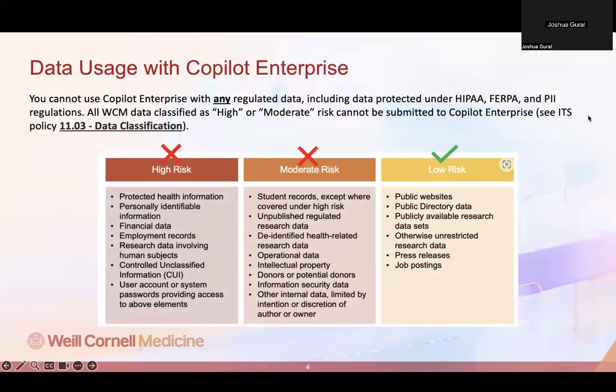Okay, so again, some housekeeping notes, first and foremost, with data usage. Keep in mind, as per our data classification policy, which is linked there once you get access to these slides, you can take a look, but I screenshotted the most important information from our communication as well as from that documentation. We cannot use Copilot Enterprise here at WCM with regulated data, including HIPAA, FERPA, PII regulations. Anything that's listed in this chart as high or moderate risk should not be used. We are supposed to be using Copilot Enterprise safely with low risk type of data, as you'll see in that yellow box on the right.